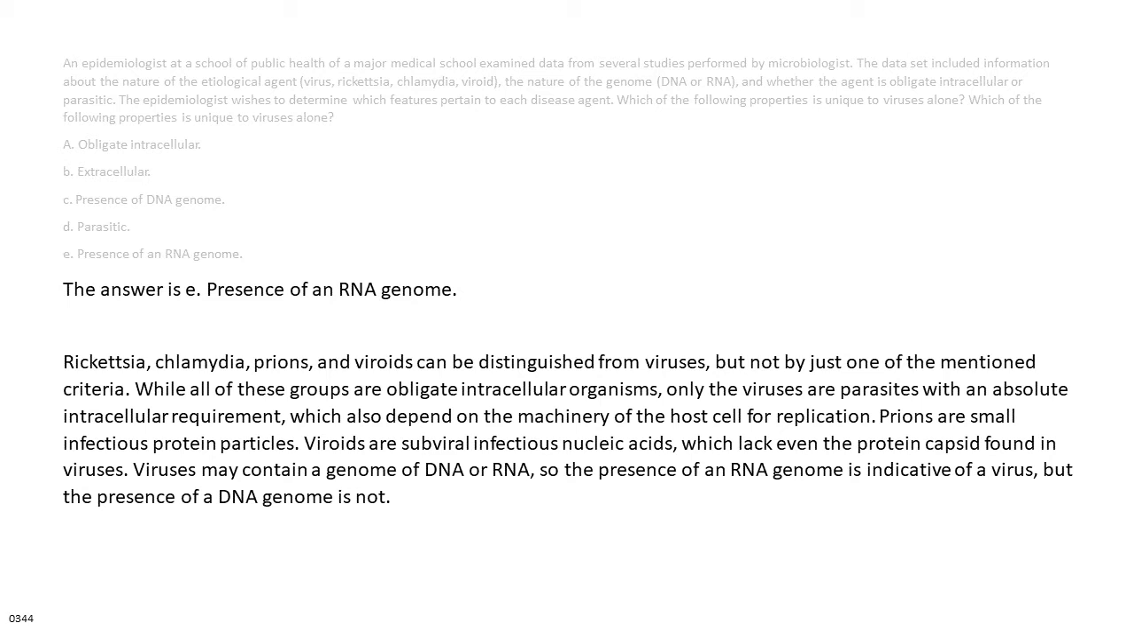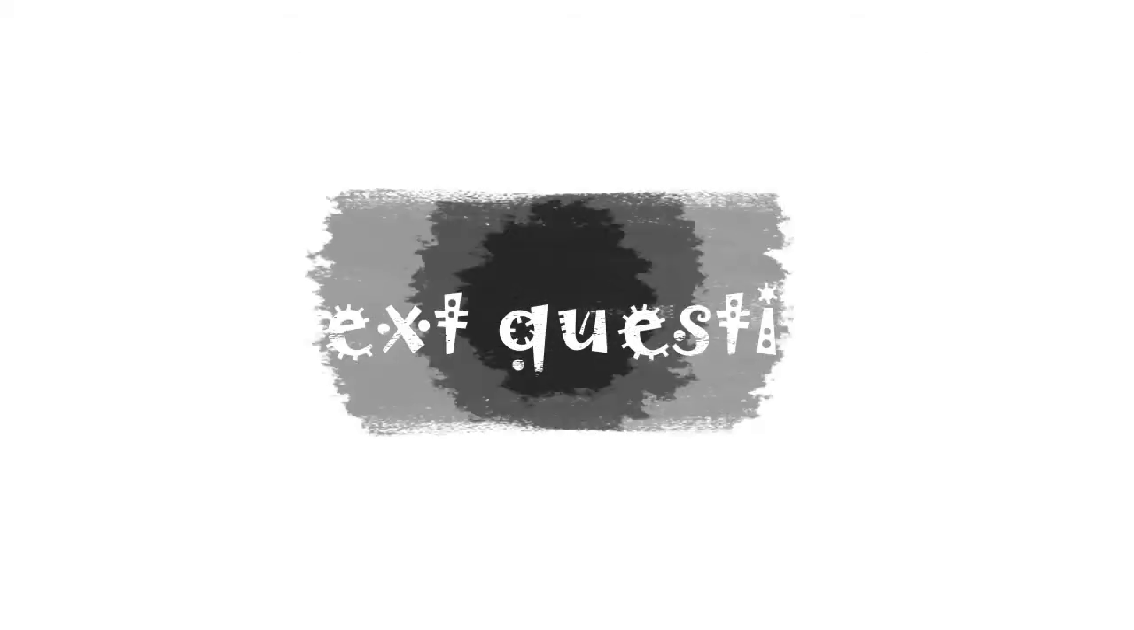Prions are small infectious protein particles. Viroids are subviral infectious nucleic acids, which lack even the protein capsid found in viruses. Viruses may contain a genome of DNA or RNA, so the presence of an RNA genome is indicative of a virus, but the presence of a DNA genome is not.